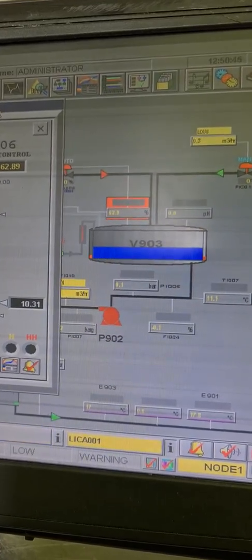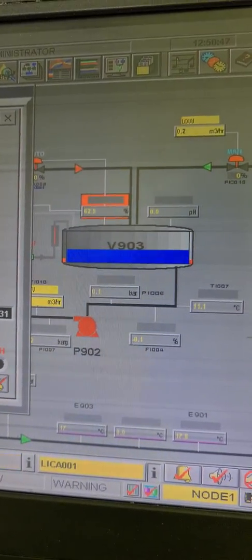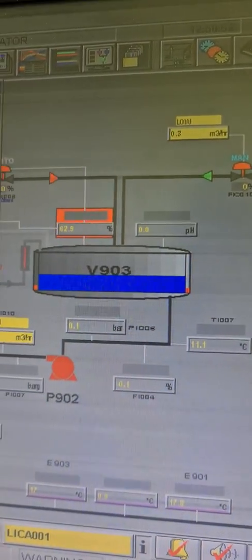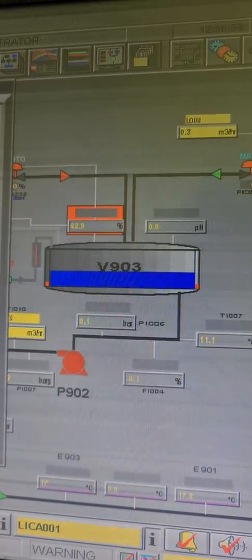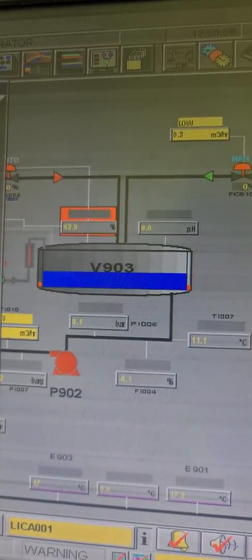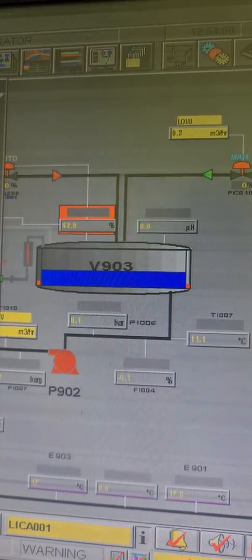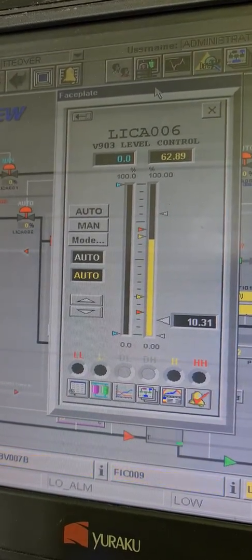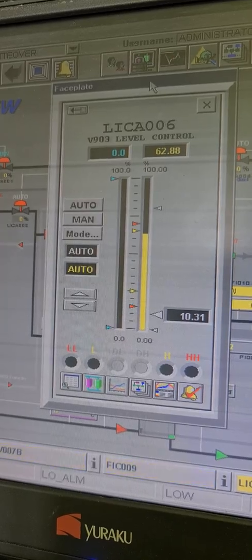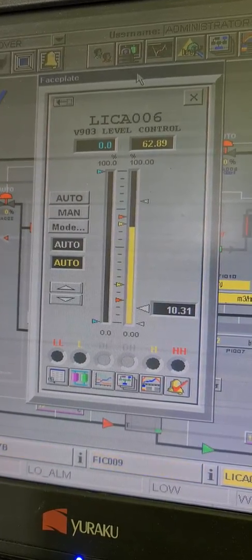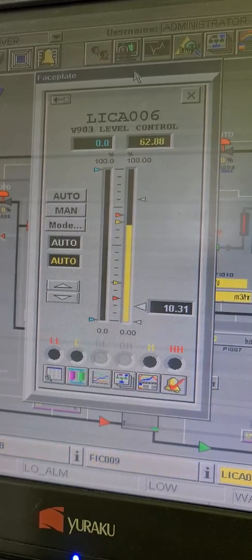So our radar is measuring the level in that tank there, V903. You can see the level measurement of 62.9%. But that forms part of a control system, and in software terms, there is the controller for it. So that is the end of this particular section. So this example is a control system.